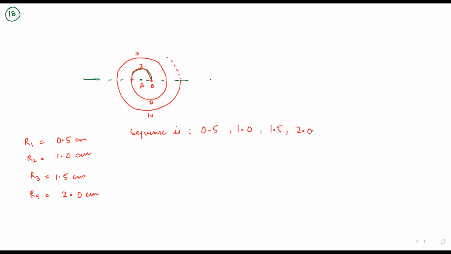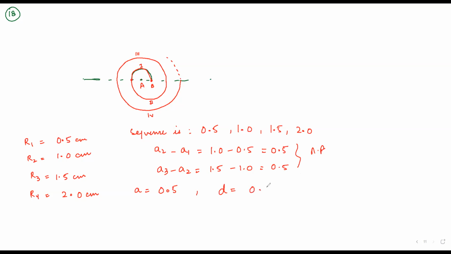So you can clearly see it's an AP, right? Or you can check. If you consider it as a sequence, let us check A2 minus A1. So this is 1.0 minus 0.5. So you get 0.5. Similarly, check A3 minus A2. So 1.5 minus 1, again 0.5. So this is an AP. The first term is basically 0.5. The common difference D is again 0.5.